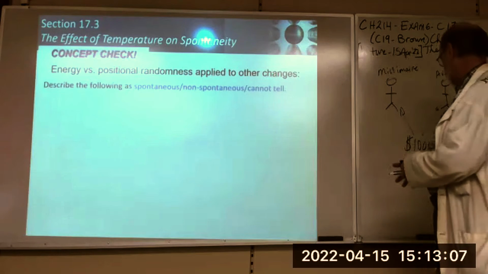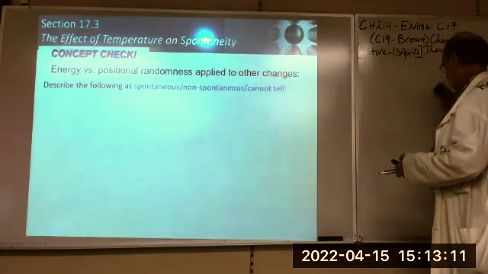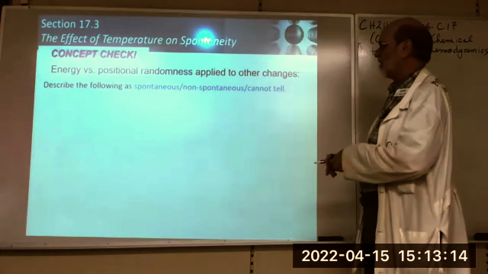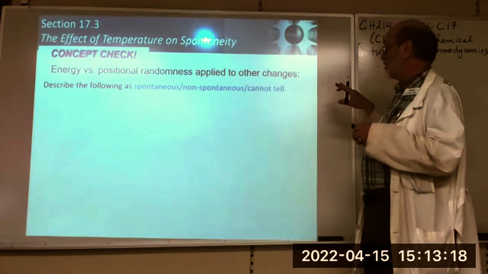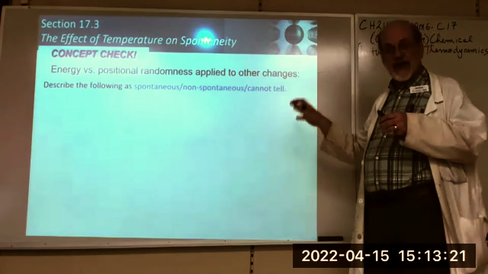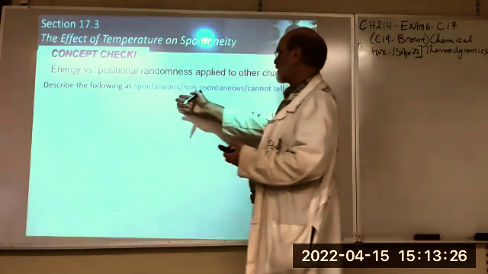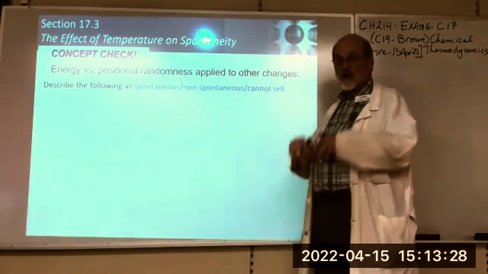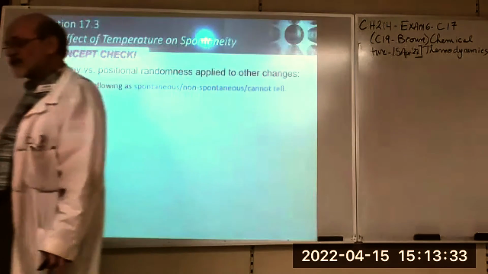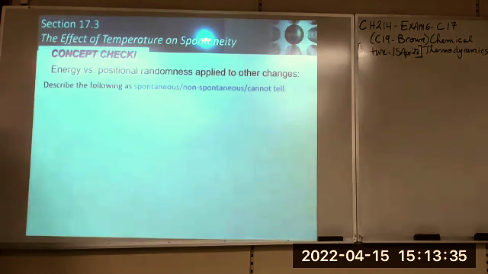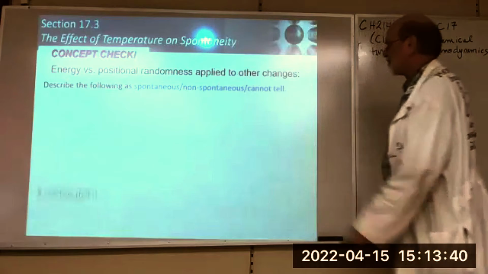So let's look at other possible changes here and see if we can apply the concept of energy and positional randomness to some processes and imply whether they're spontaneous, non-spontaneous, or we just don't know. That's a possibility. Maybe we don't have enough information. We can't tell.